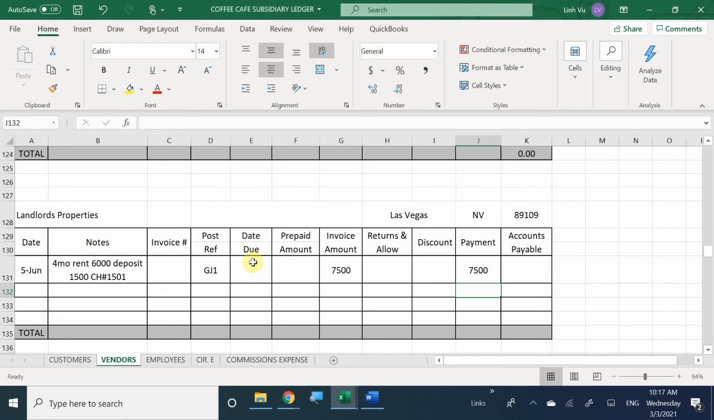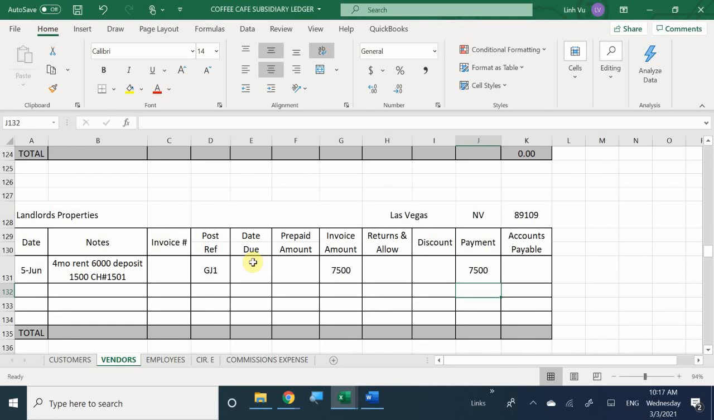But for this particular scenario, my bill was what I saw it was. It was a total for $7,500. I didn't make any prepaid amounts. I didn't pay somebody in advance and now I'm paying the rest. My bill was a total for $7,500 and I wrote a check for $7,500.